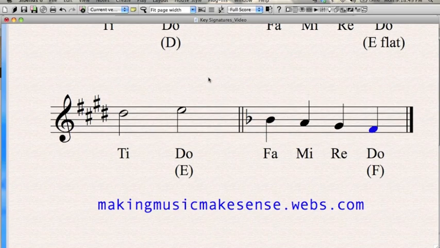Okay. The one exception to this for major keys is that no flats or sharps in the key signature means do is C. Okay, the keynote is C when there are no sharps or flats. That's the one exception to remember.